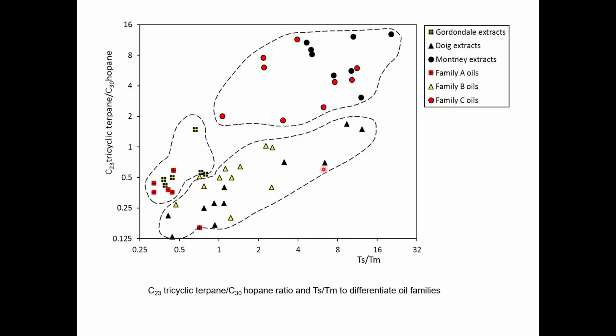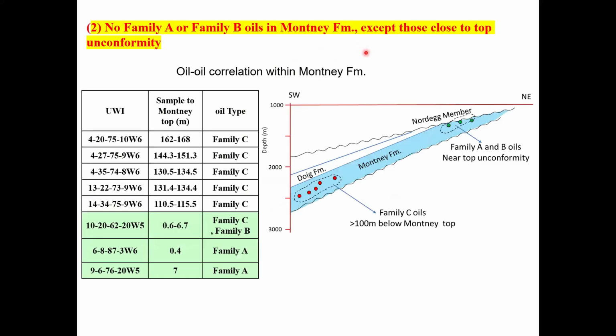This is another cross-plot, using carbon-23 tricyclic terpene to carbon-30 hopane ratio versus TS to TM ratio. Both the family C oils and Montney extracts cluster within the same region of the plot. Additionally, family A and B oils are not typically observed within the Montney Formation except near the top unconformity. This further suggests that family C oils found deeper within the formation are Montney-sourced rather than migrated from overlying formations.